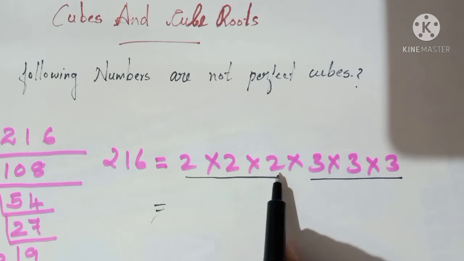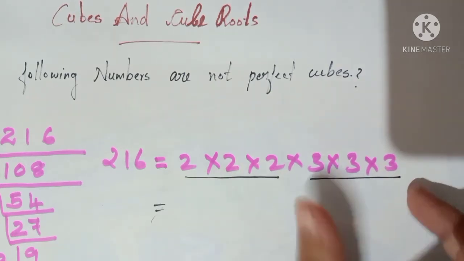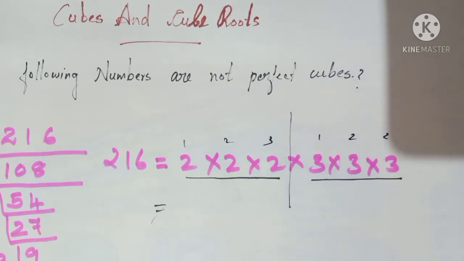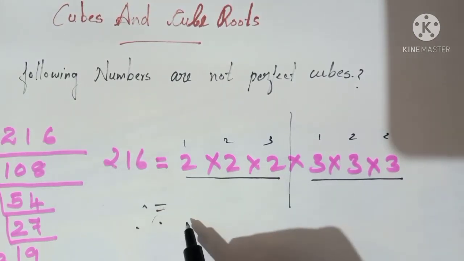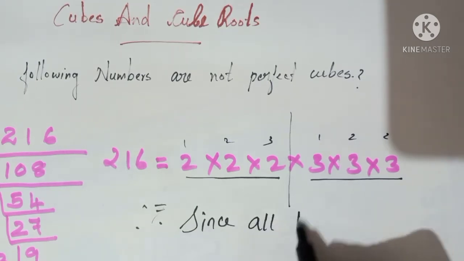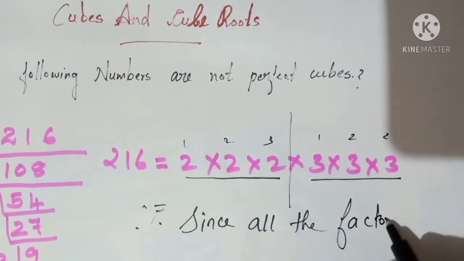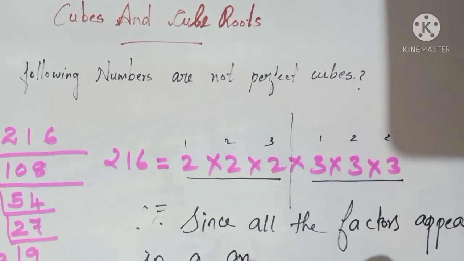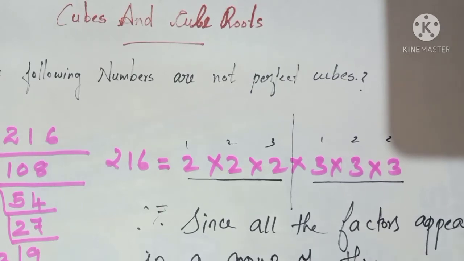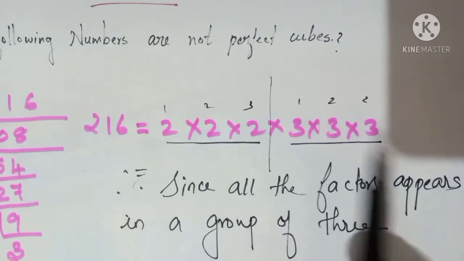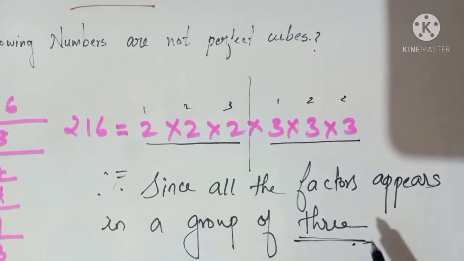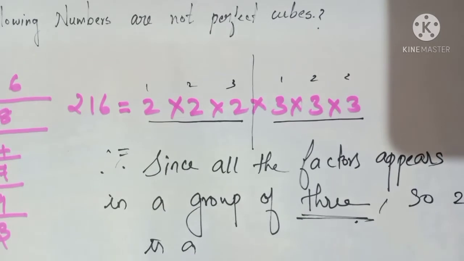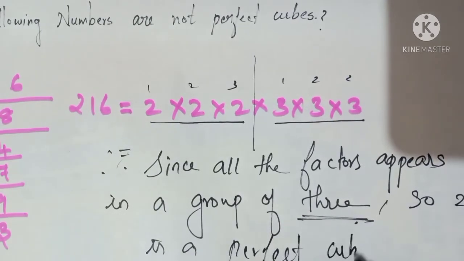So here you are getting 2 three times, and 3 also you are having three times. 1, 2, 3. So 2 three times are there. Then 1, 2, 3. 3 also three times are there. So 216. Therefore, since all the factors, these are the factors, appear in a group of 3, what is the number? Group of 3. Look here. Since all the factors appear in a group of 3, we can say 216 is a perfect cube.